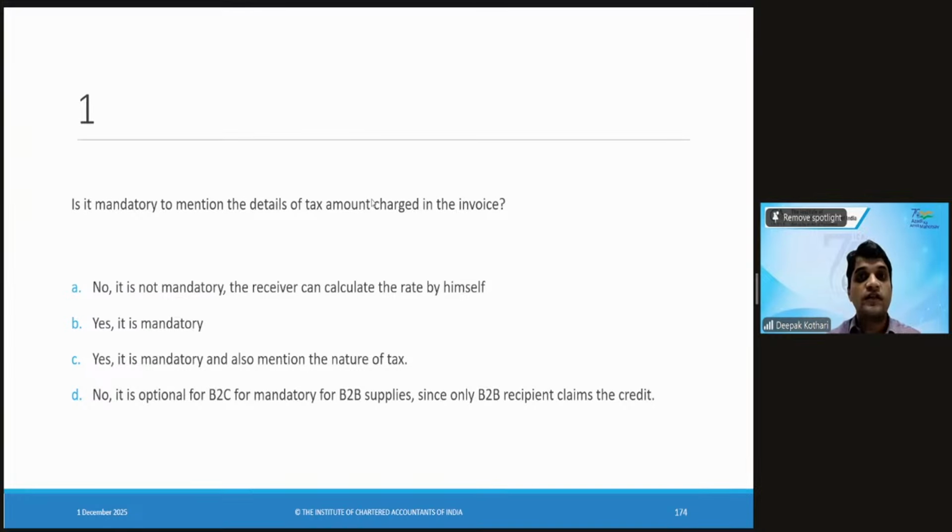This is on the topic of tax invoice, debit notes, and credit notes. So, what are the requirements to mention in the invoice?